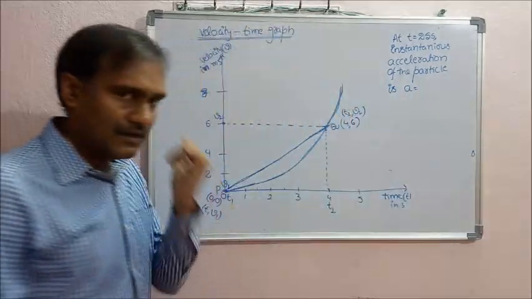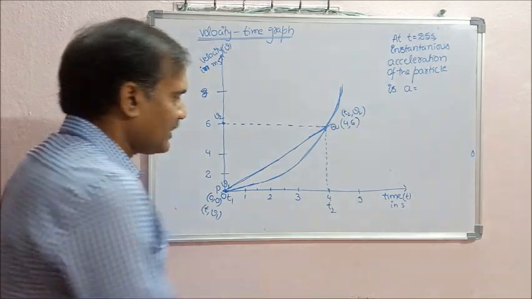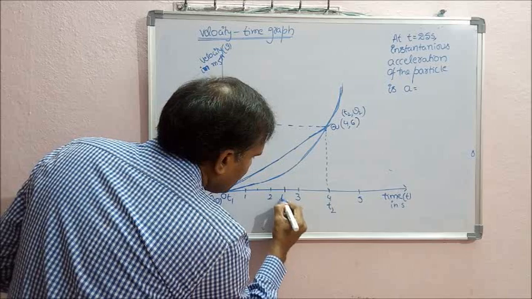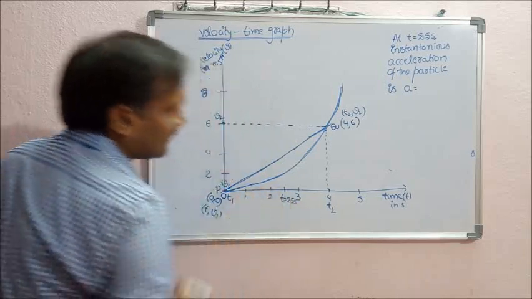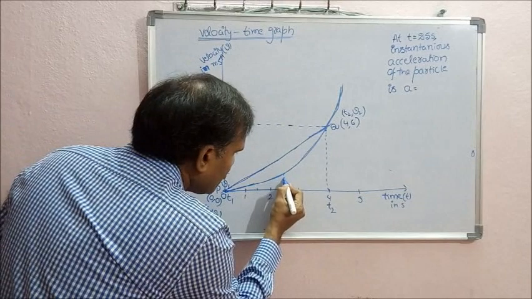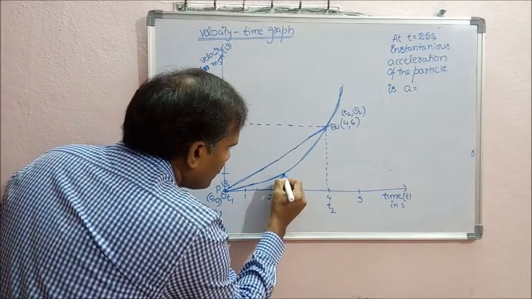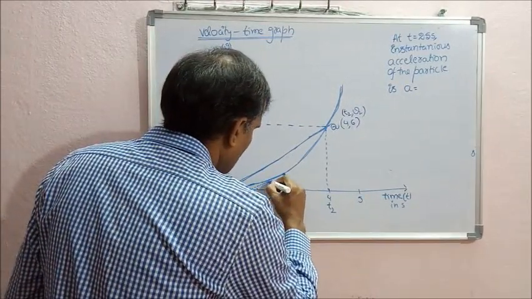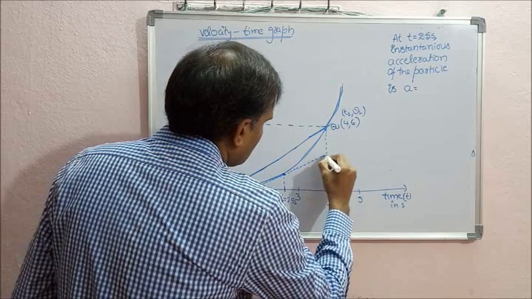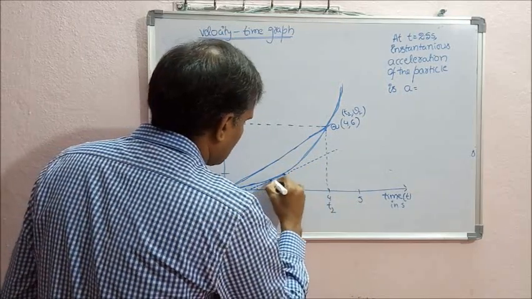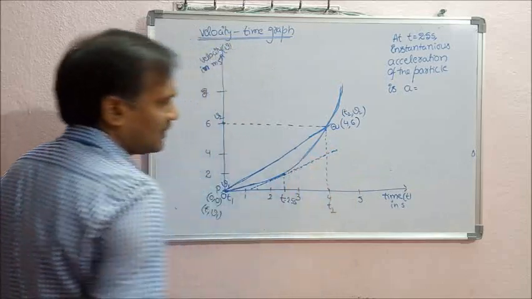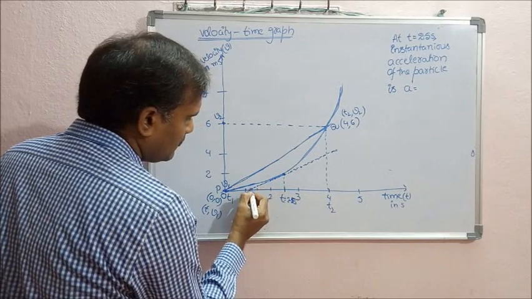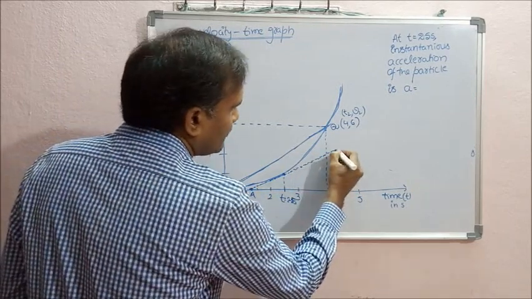How do we calculate that? At t is equal to 2.5 seconds, corresponding to this, you can draw a line onto this curve. At this point, you can draw a tangent corresponding to that point, corresponding to this time interval. Assume it is the point A and it is the point B.